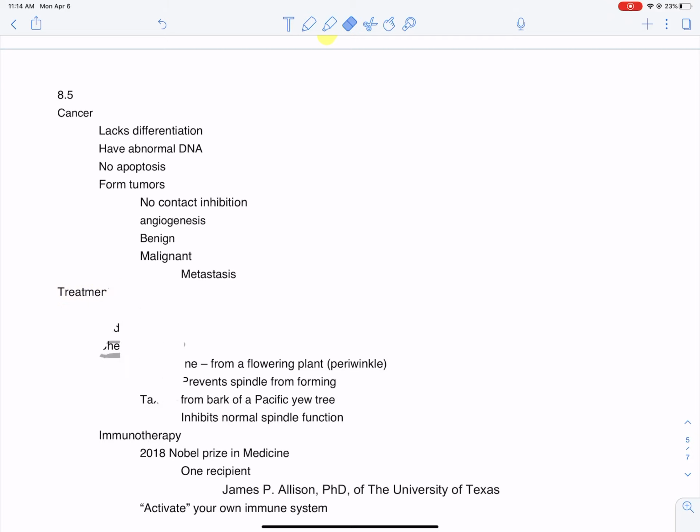Now, kind of the neat thing about chemotherapy is, the ones that we have, like on this one, the vinblastine, they're from a flowering plant.